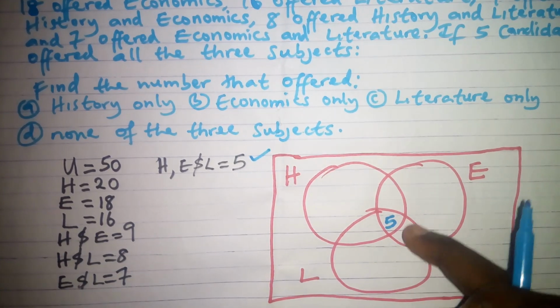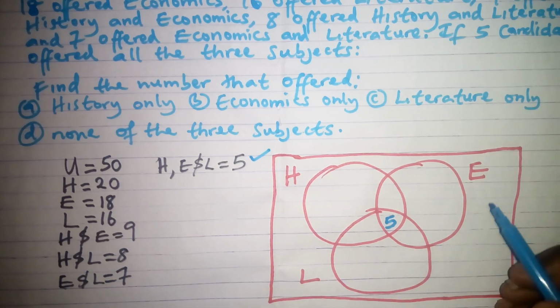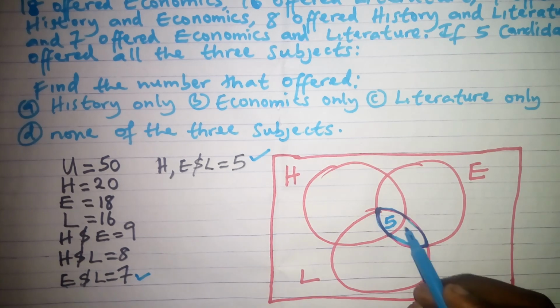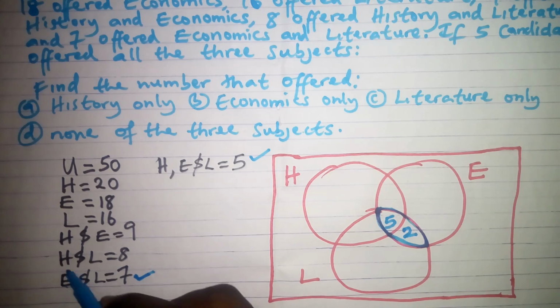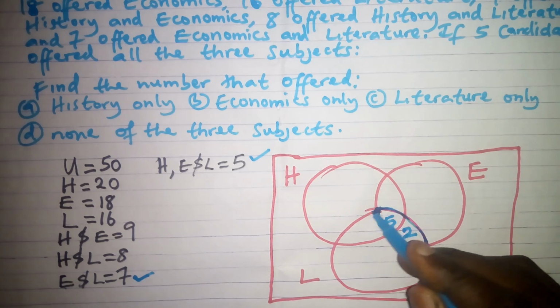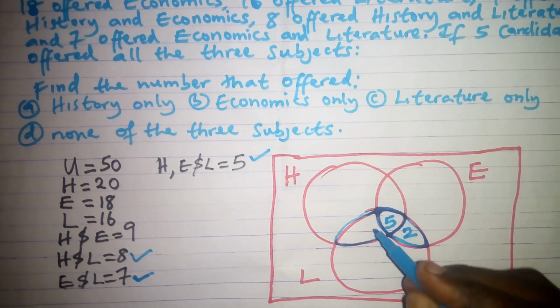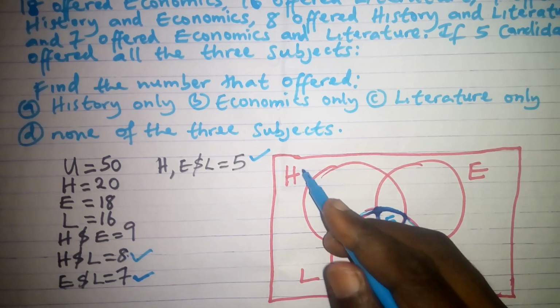Then you continue with the other intersections. The next one is economics and literature, 7. This is the intersection for economics and literature, and it's 7. But I already have 5 there, so it's remaining 2 to make it 7. So this is settled. Now for history and literature, it is 8. This is the intersection for history and literature. I already have 5, so it's remaining 3 to make it 8. So 5 plus 3 gives you the 8 for history and literature.